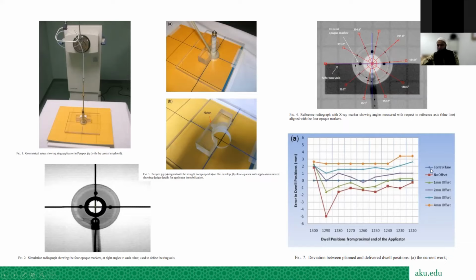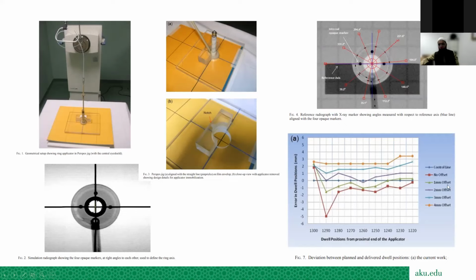So here you can see this is a control line. There is no offset data, which is the red one, and you can see the stacking effect is very large actually. It is going up to 5 millimeter. So if you do not apply any offset, then the source position can be offset by 5 millimeter. Planned versus delivered positions.